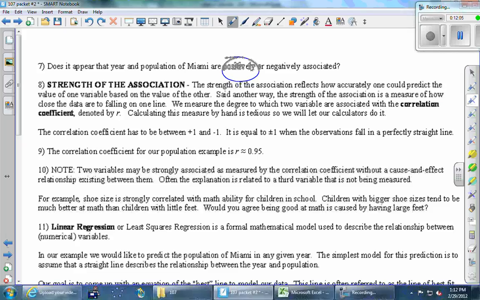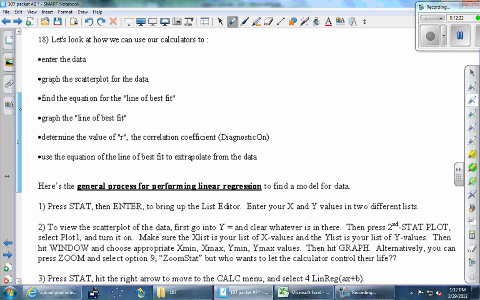Okay, let's pause right there. If the points are really close to all falling on a line, then we would say that is a strong association. If the points are all kind of far away from the line, that is a weak association. And maybe a line is really just not appropriate at all to use. I will show you a picture.